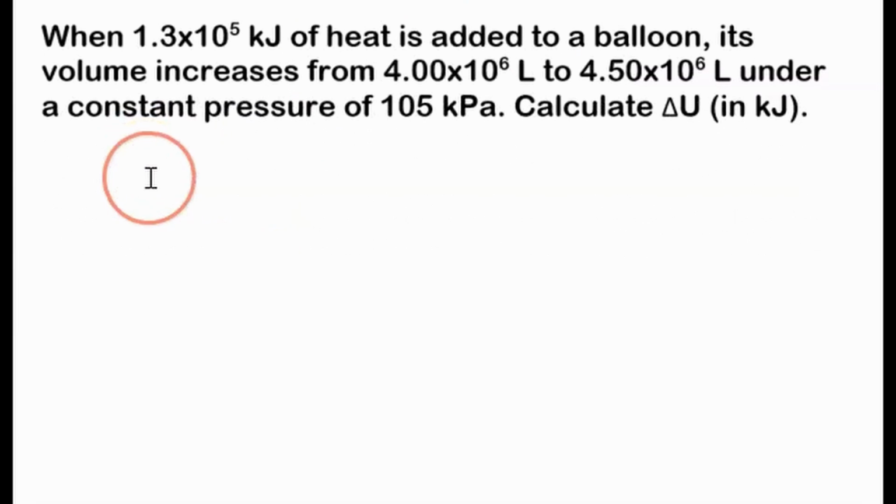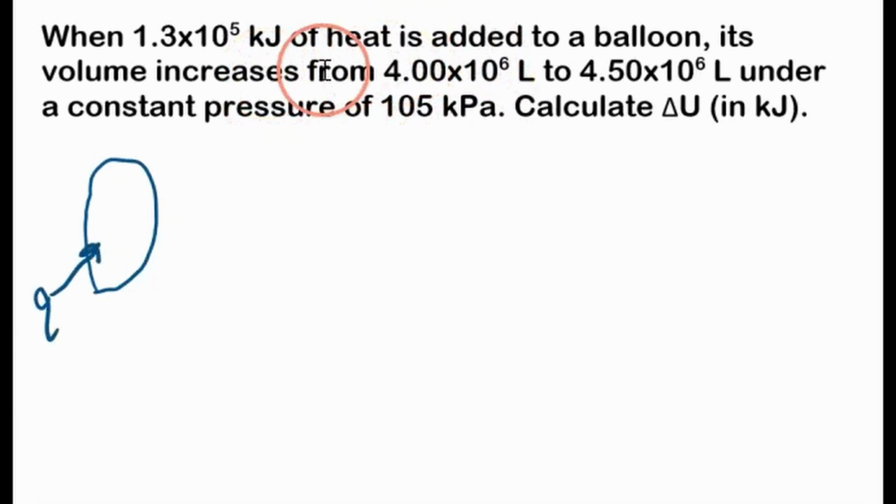So when 1.3 times 10 to the 5 kilojoules of heat is added to a balloon, and actually, you know what? We'll start with a picture. We have a balloon here, and we have energy as heat going into it, and the volume increases from our initial volume to our final volume, 4.5 times 10 to the 6 liters.